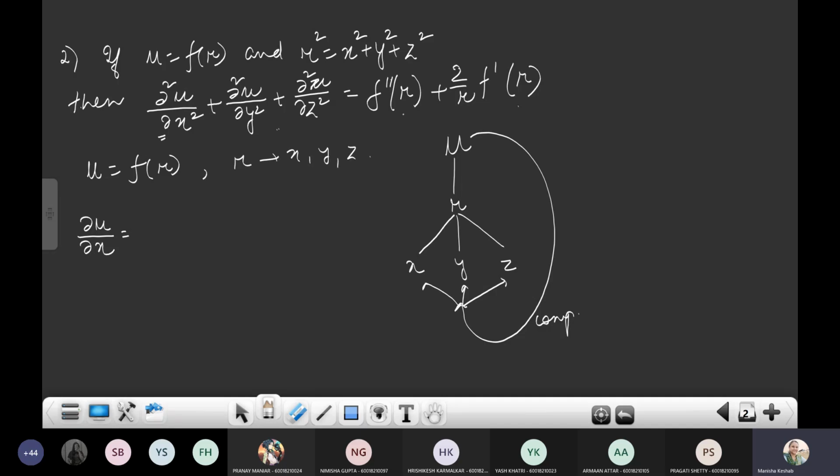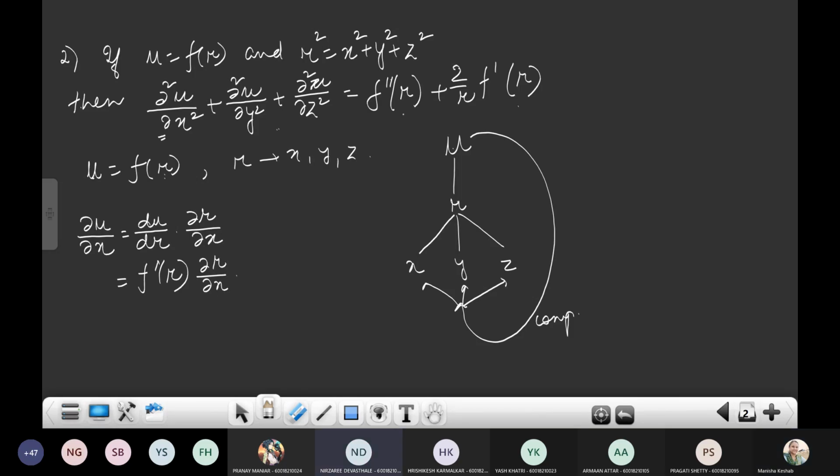So what will be del u del x? Del u del x will be equal to, since u is a function of only r, du dr, and then r is a function of x, y, z, so it will be del r del x. Now, u is f of r, so d dr of f of r is nothing but f dash of r. But what is del r del x? That we need to find out. So let us write here first del r del x.